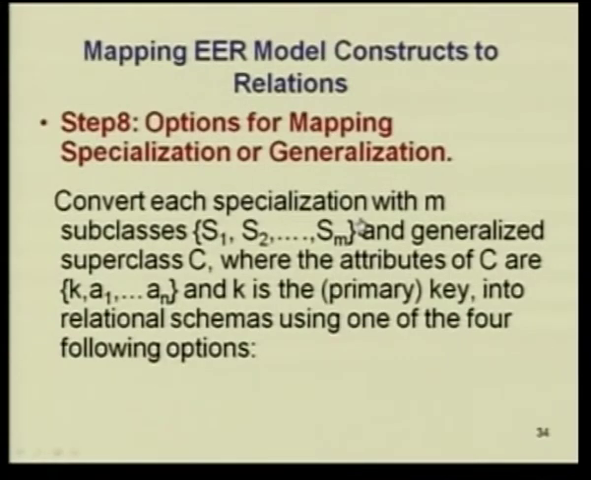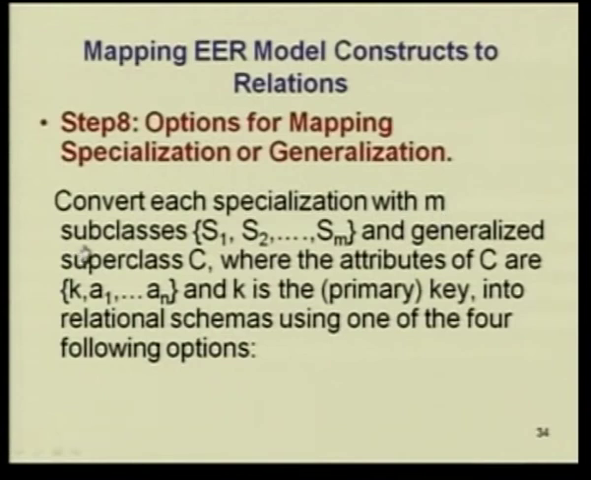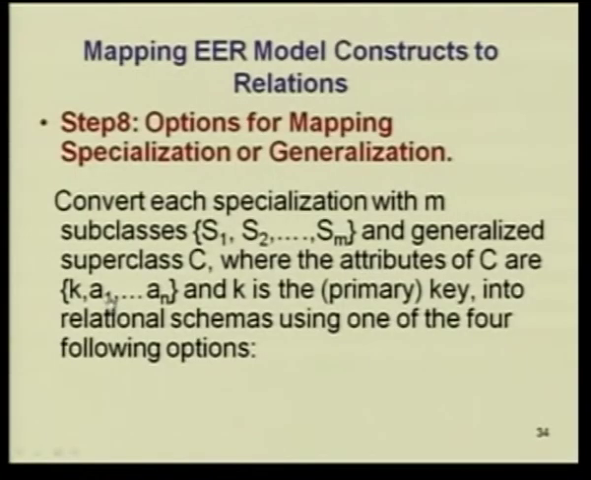Remember what specialization is. It is like a hierarchy. Suppose you have employees, you can have manager employees and technical employees and so on. So it is a subclass. Convert each specialization with m subclasses, S1, S2 to Sm, and generalized superclass C, where the attributes of C are K, A1, A2 to An and K is the primary key, into relational schemas using one of the 4 options. So you have 4 ways in which you can convert this type of superclass, specialization or generalization, into relations.